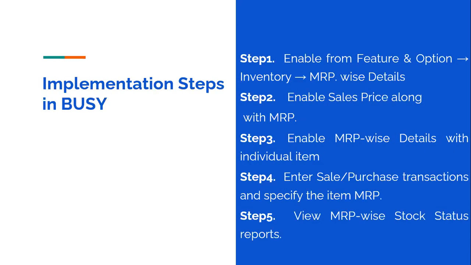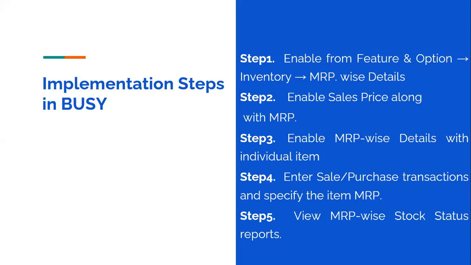Now let's have a look at the steps we have to follow to maintain this MRP-wise detail in Busy. First step is to enable MRP-wise detail from Features and Options, Inventory, and MRP-wise detail. Second option is to enable the MRP-wise sale price. If you want to maintain a sale price along with the MRP, you can configure this option from the MRP-wise detail configuration button.